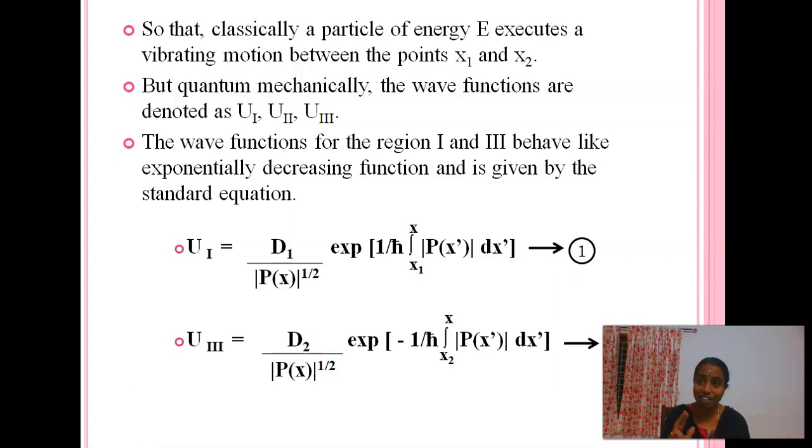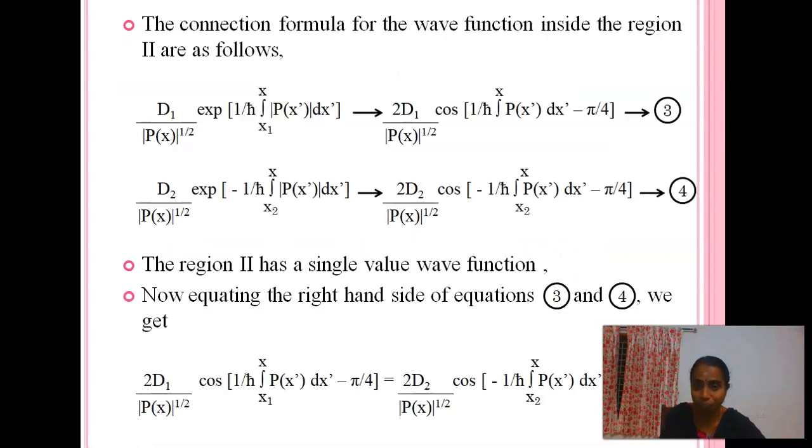First we take the conditions of regions 1 and 3. Region 1 has the wave function u1 equal to d1 divided by p of x to the power half, times an exponential, which is equation 1. Equation 3 gives the standard equation of region 3, where it behaves like an exponentially decreasing function, with a minus half, because in the third region all the light passes away from the potential well, where there is no boundary condition. So it is traveling somewhere else, and we say it is an exponentially decreasing function. Then we switch over to the connecting formulas between regions 1, 2 and 3, equations 3 and 4, given by the great scientists Bohr and Sommerfeld.